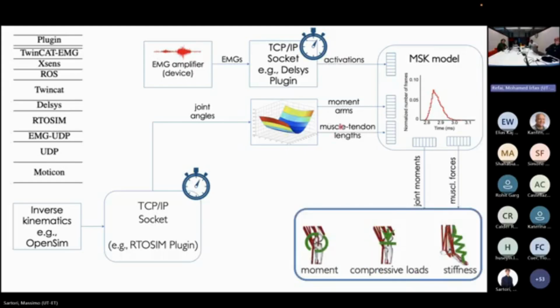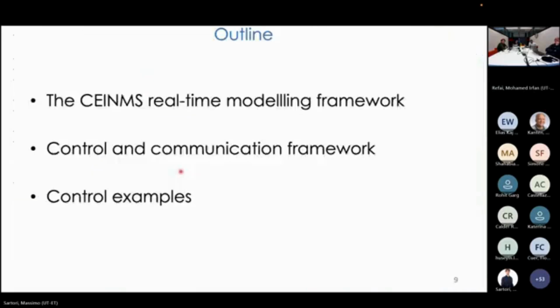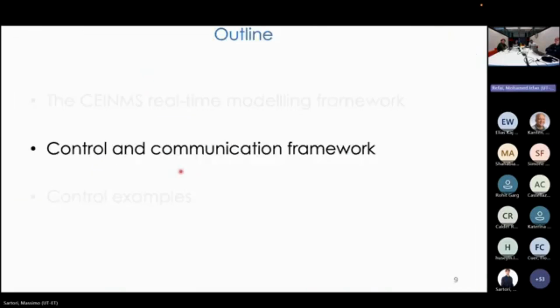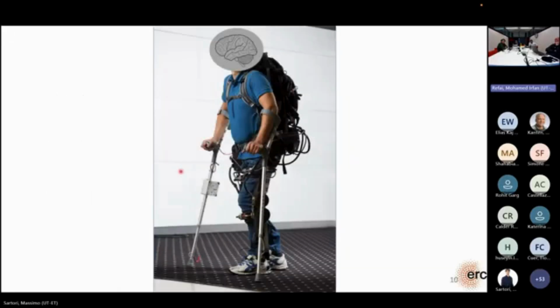And again, CEINMS is currently able to estimate moments, compressive loads, and stiffness in real time. And this is the core of CEINMS, essentially. All right, let's go a little bit into the control and communication framework. I'd like to show essentially how this infrastructure can be used to implement control applications.